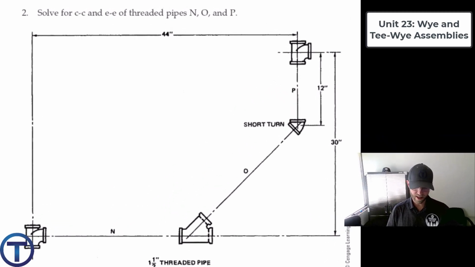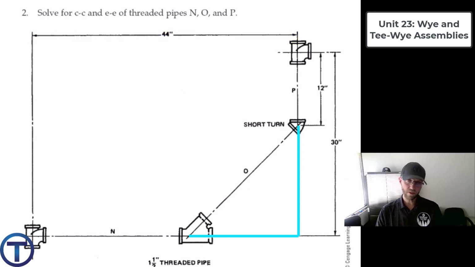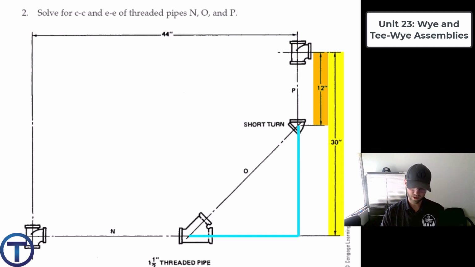Let's have a look at our center to centers. How do we get N? Well, if we have the overall of 44 at the top, we know we can subtract off that section of the triangle. We see that triangle happening over on the right side. They're not giving it to us all at once, right? On the right side, we see 30 inches and then 12 inches. Well, the simple one is P, right? P is 12, we got it.